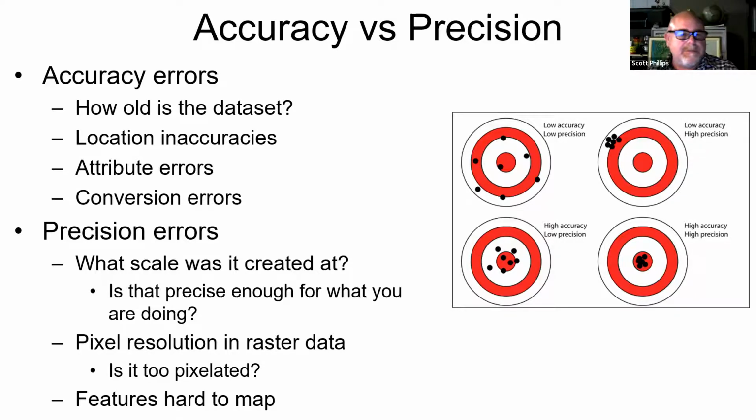Is it out of date? Are there location inaccuracies because of the methods that were used to create the data? Did they goof up on the attributes? Did an intern type it up? And we shouldn't blame the interns. Did someone mistype information in there? Were there errors when they converted from one type of data to the other?